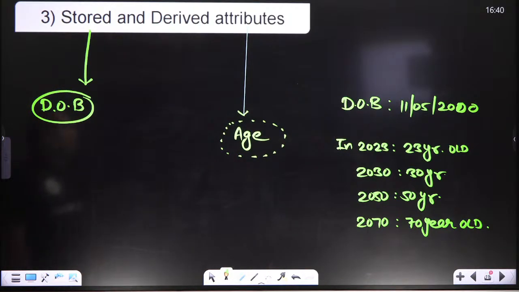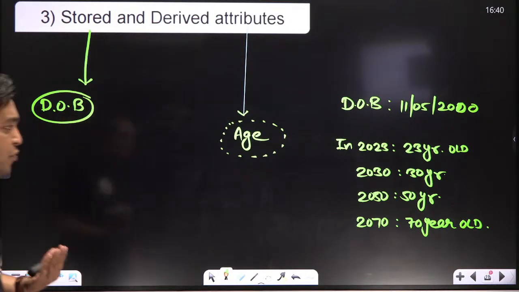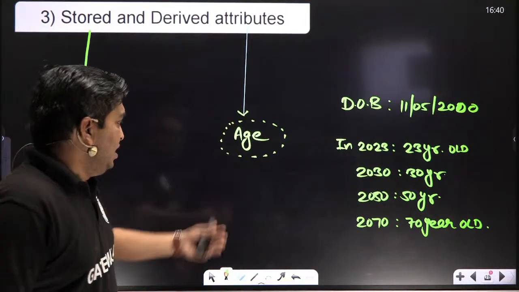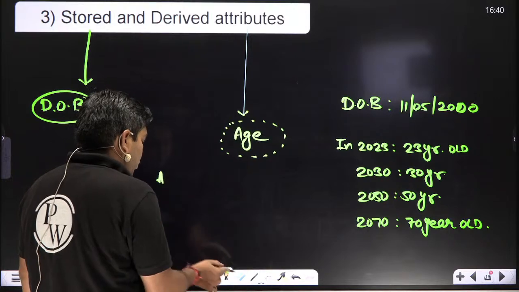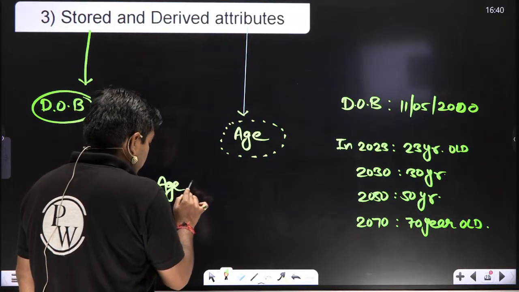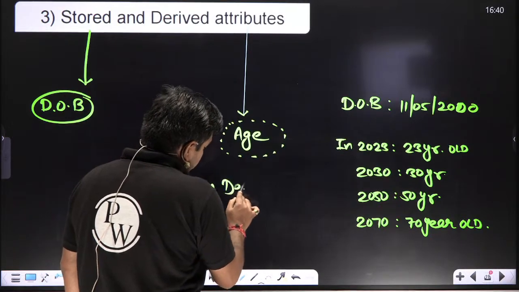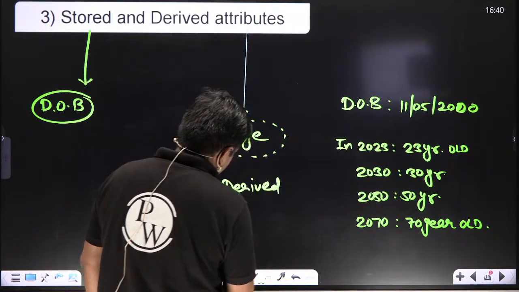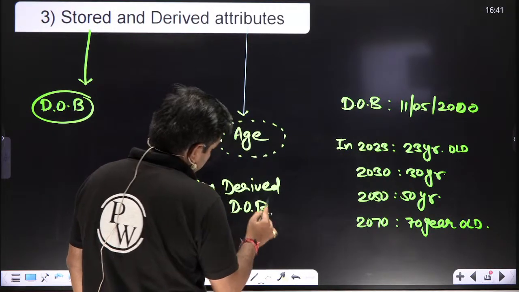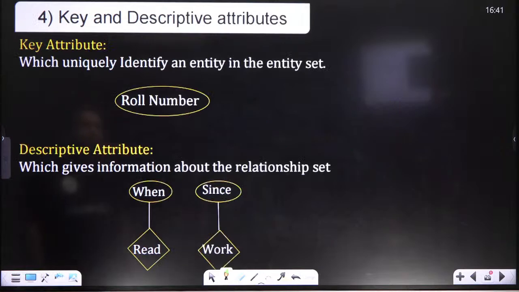Stored means which doesn't require any updation once you store it, and derived means which is derived from other attributes. For example, age can be derived from DOB, from date of birth, my dear.